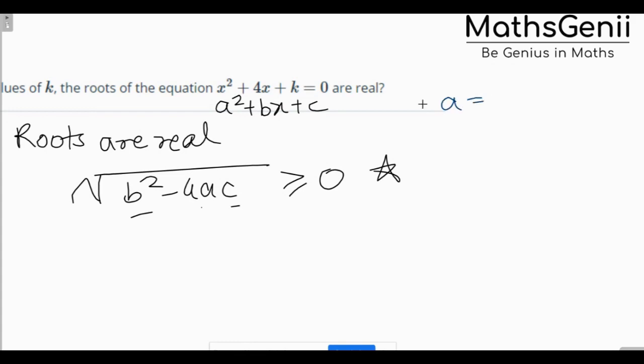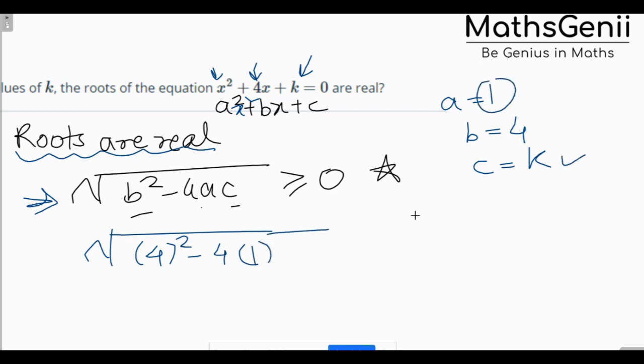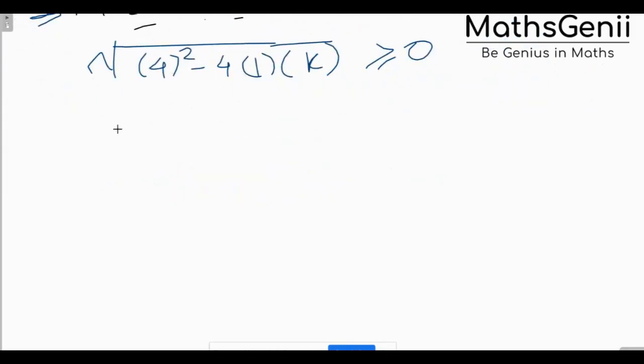What is a? A is 1. What is b? B is 4. What is c? C is k. Okay. Now substitute in the formula that we know. B square. What is b square? 4 square minus 4 into a is 1, c is k, greater than or equal to 0. 4 square is 16 minus 4k greater than or equal to 0.